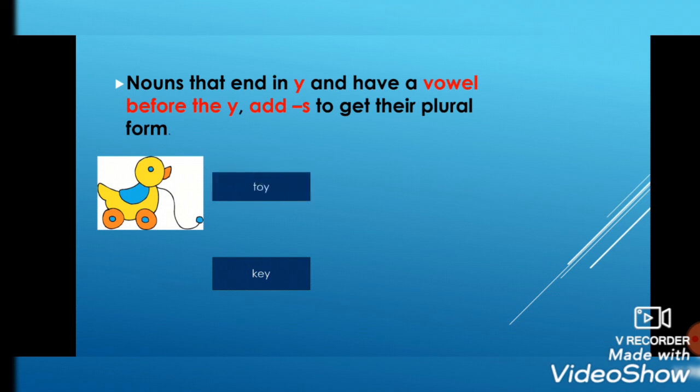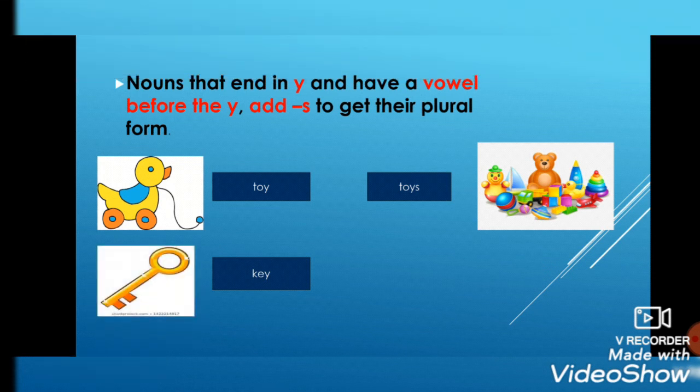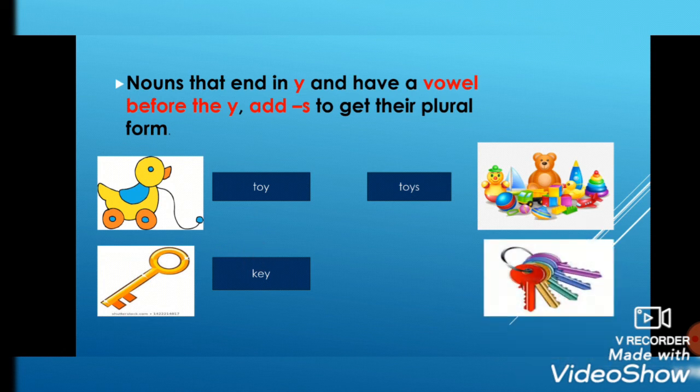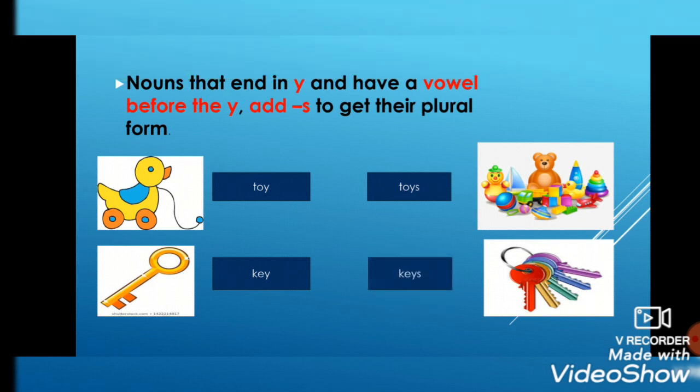this is a toy. So the noun ends with y and directly before it there is o, which is a vowel letter. So to get its plural form, we only add s. Another example, this is a key. Also, it ends with y and directly before it there is a vowel letter. So to get its plural form, we only add s. And we have keys.